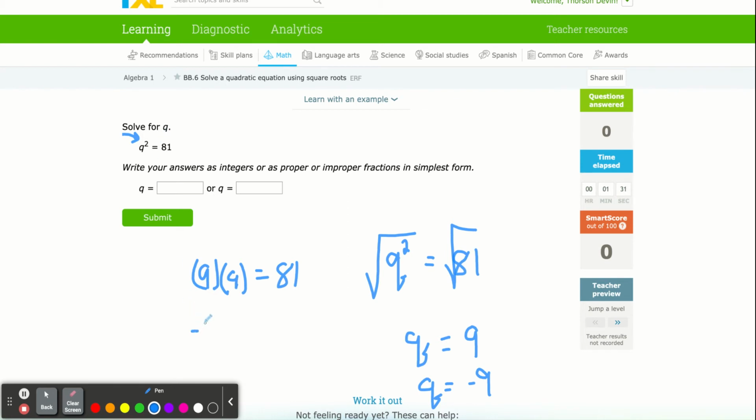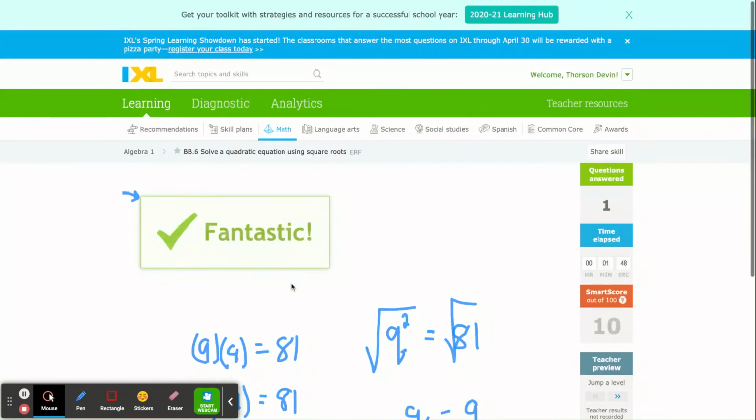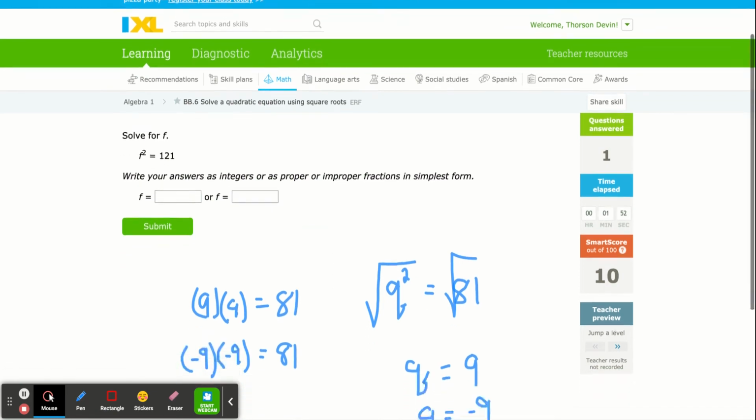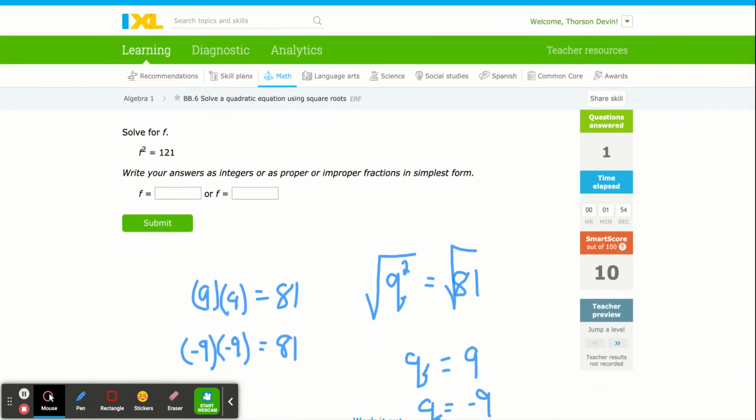But what's a -9 times another -9? That likewise comes out to be a positive 81. So we actually get two solutions, a positive 9 and a -9. And so when it comes to quadratics, we're going to get these multiple solutions.